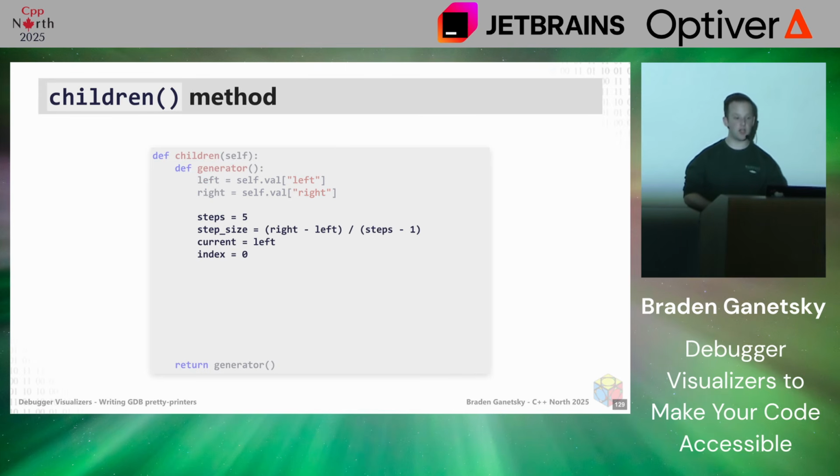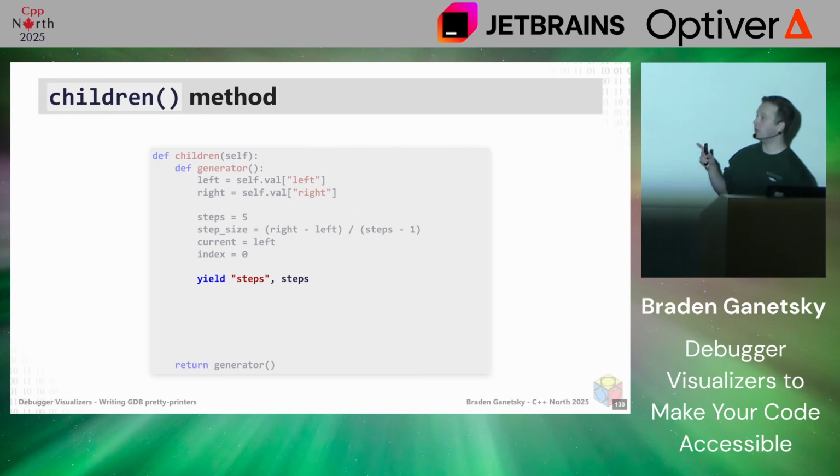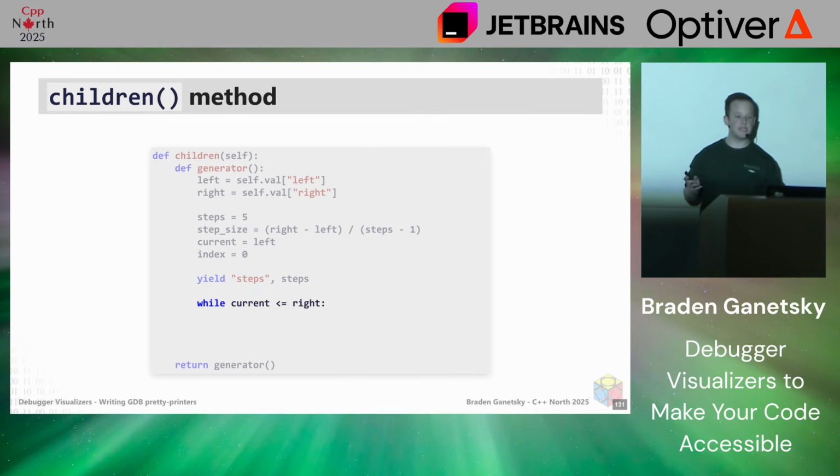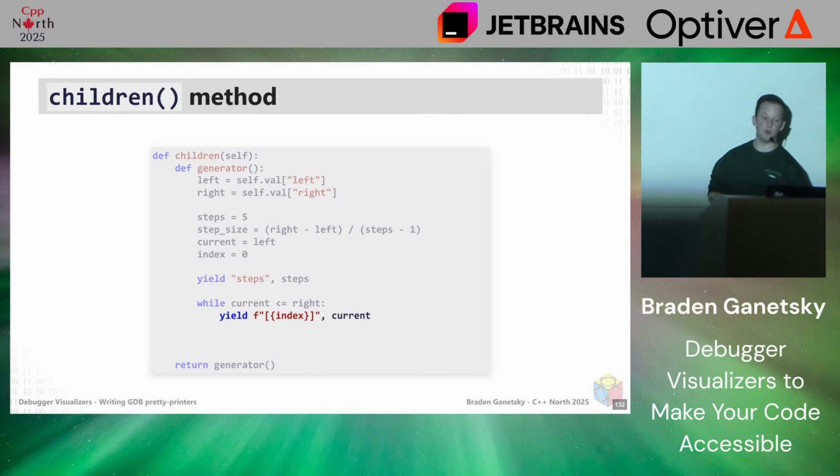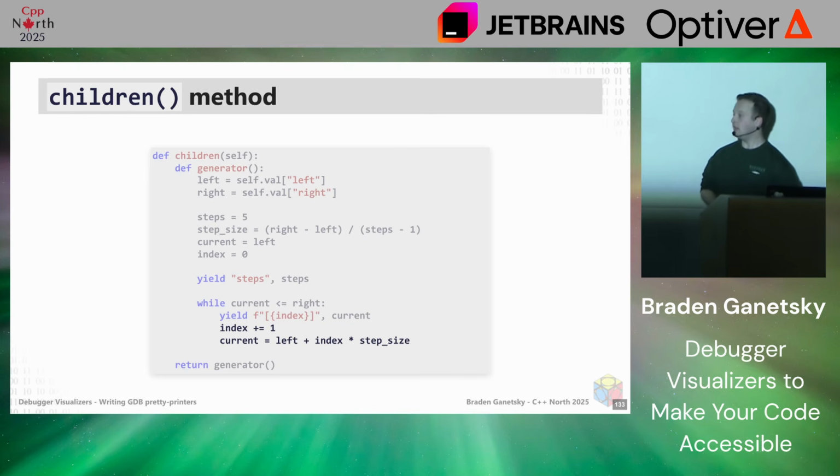I'll initialize these same variables that I did in NatVis, the step size, the current, and the index. Now we're in an actual programming language, so we're able to iterate over it properly. Before doing that, I'm going to yield the steps. So as I said, it's name value pairs. So I want it to output the word steps, and the value that I want it to have is steps. While current is less than or equal to right, it's very nice I don't have to escape that anymore. I just yield a name value pair of an f string, comma, whatever the current value is. Then I increment the index, and I move the current to the next position, and we're done.